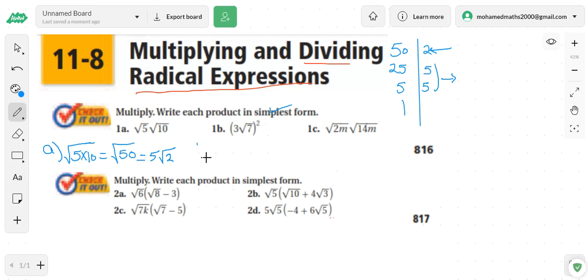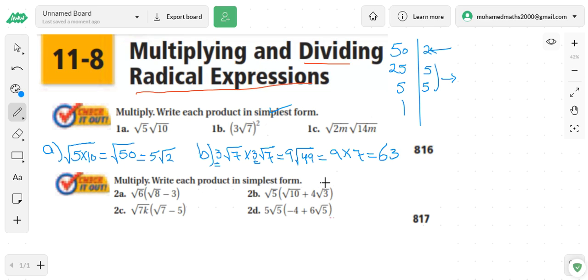Now B, he asks us also to multiply 3 radical 7 squared. It means 3 radical 7 times 3 radical 7. 3 times 3, it's 9. Radical 7 times radical 7, it's radical 49. So it is 9 times radical 49, it is 7. So 7 times 9, it's 63.